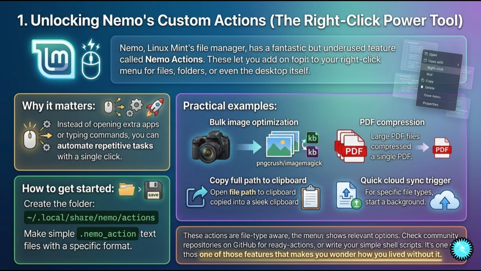Copy full path to clipboard. Incredibly useful for developers and power users. Quick Cloud Sync Trigger: for specific file types, start a background upload. These actions are file type aware, so the menu only shows relevant options. Check community repositories on GitHub for ready-made actions or write your own simple shell scripts. It's one of those features that makes you wonder how you lived without it.